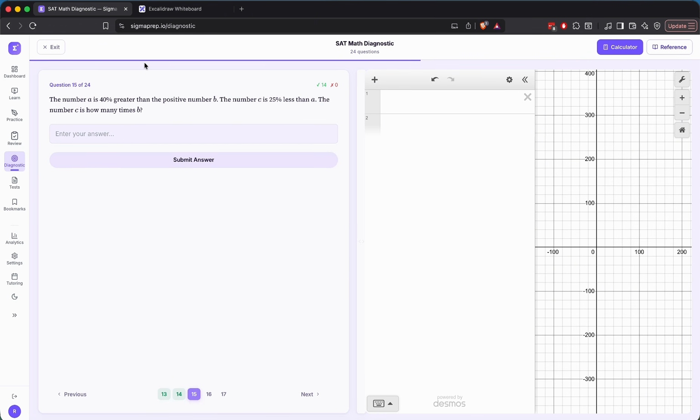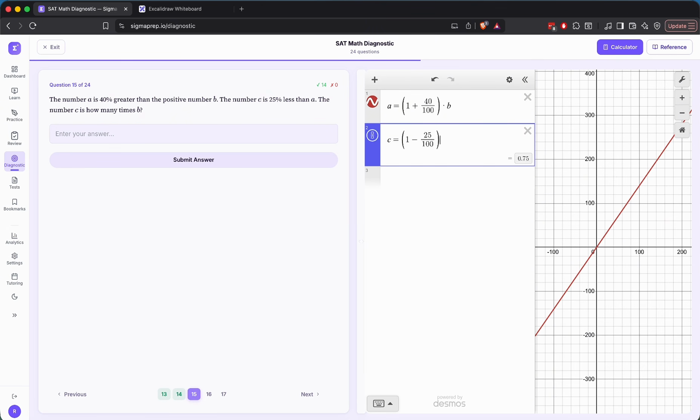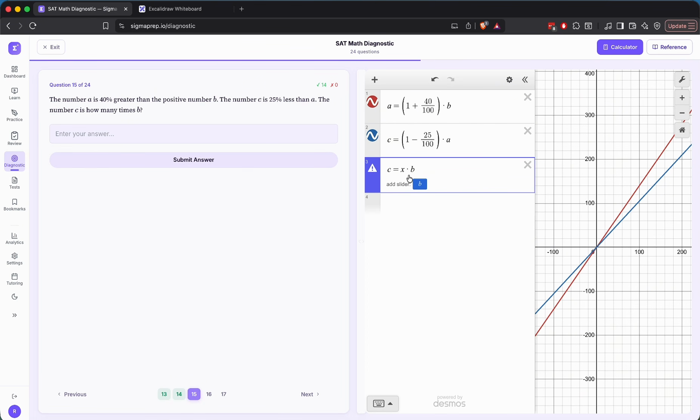Literally just translate, right? A is 40% greater than B. A equals 1 plus 40 over 100 times B. That's one equation. Next sentence is another equation. C is 25% less than A. Okay, cool. And then the last one, this is an equation as well. A lot of times the question's an equation. C equals how many times, we don't know, times B, right? So we want to solve for X, right?